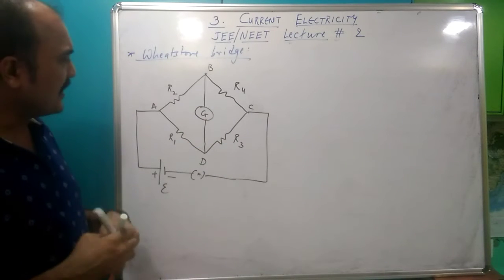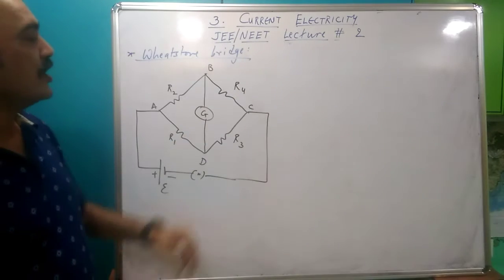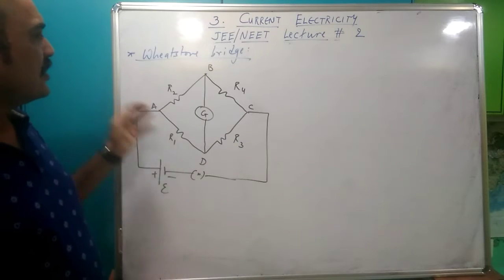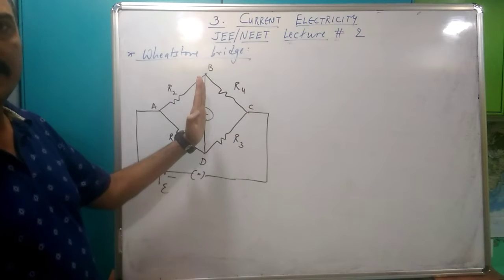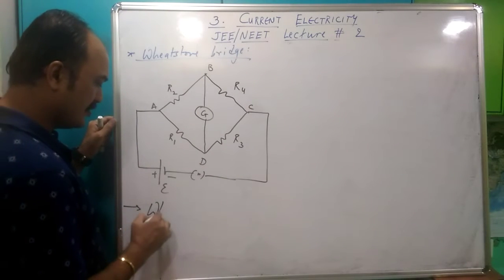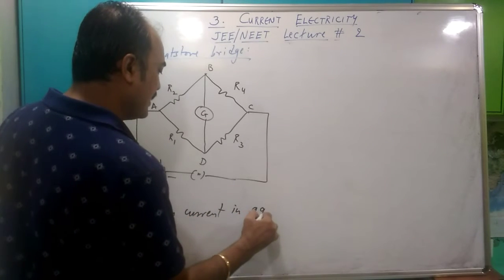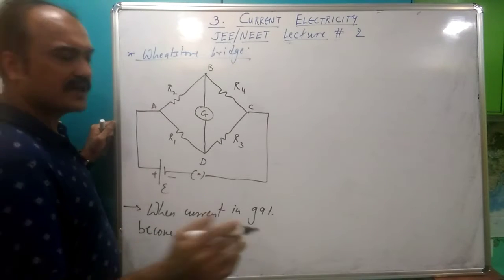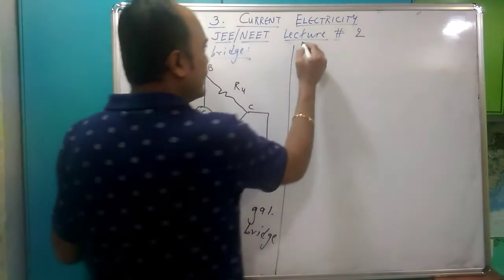The basic system idea was that we already know R1, R2 and R3. We need to find the value of R4, and also R3 is adjustable, so we can change this value, and currents will pass, and we go on adjusting this till the current in the galvanometer becomes 0. When the current in the galvanometer becomes 0, that is, the galvanometer shows 0 deflection, the Wheatstone bridge is balanced.